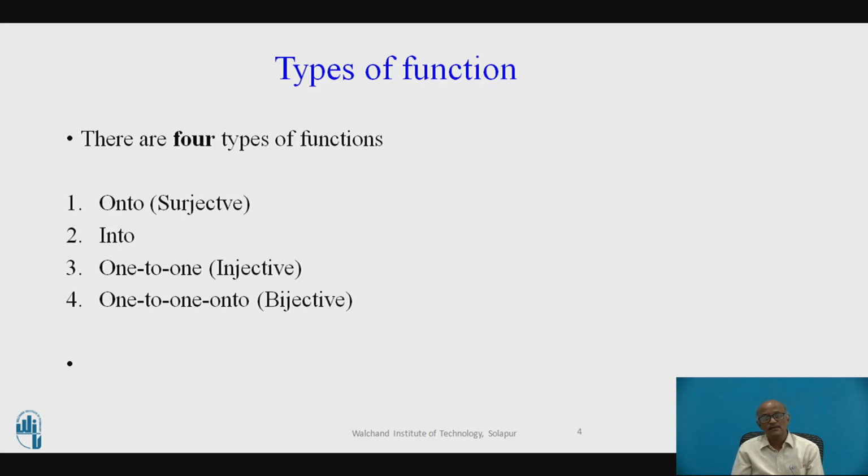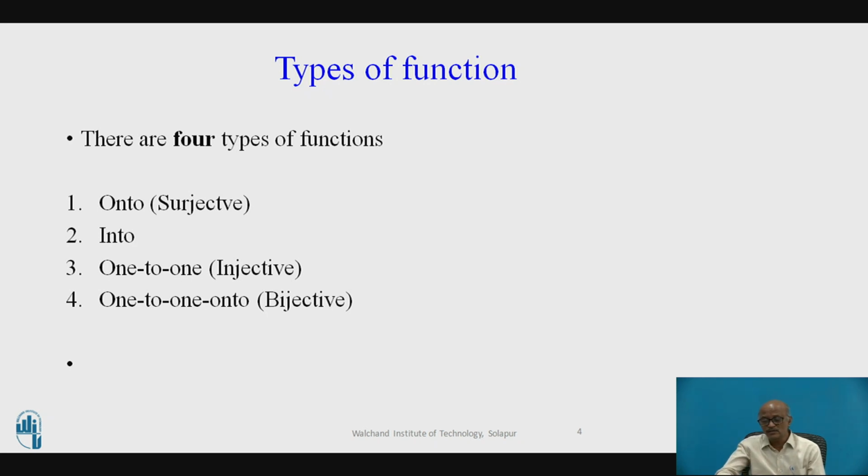Basically, as I told you, there are four types of function. The first one is called an onto function. The second one is called an into function, and onto function is also called a surjective function. Then we have the third, that is called one-to-one, or it is also called an injective function, then one-to-one onto function, and that is also called a bijective function. So, basically there are four types of function. In the previous video we have seen what is onto function.